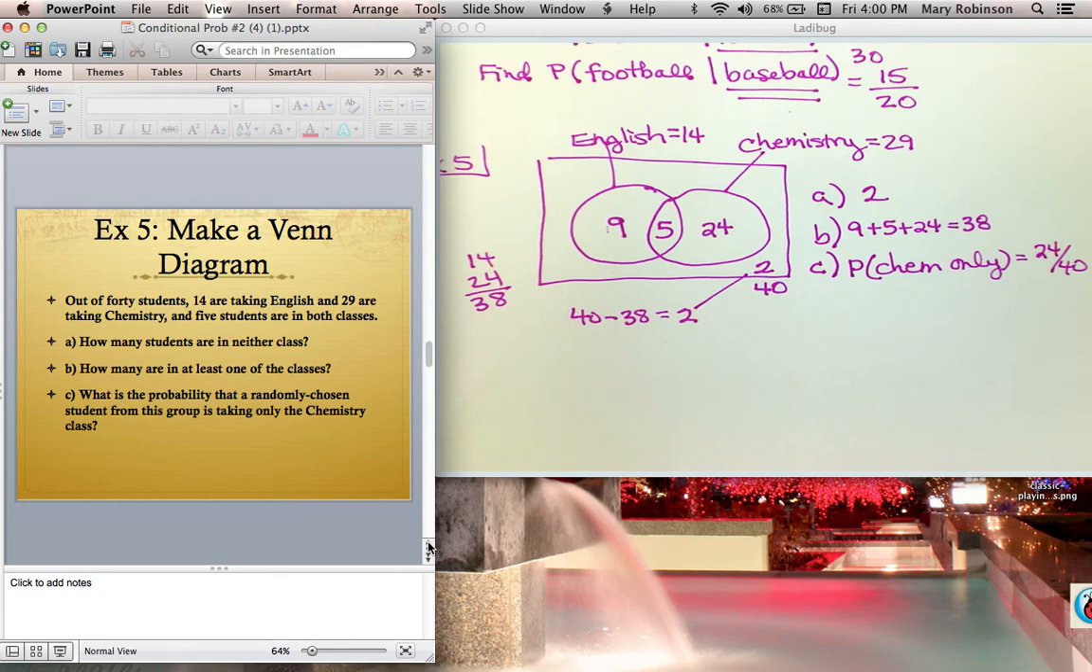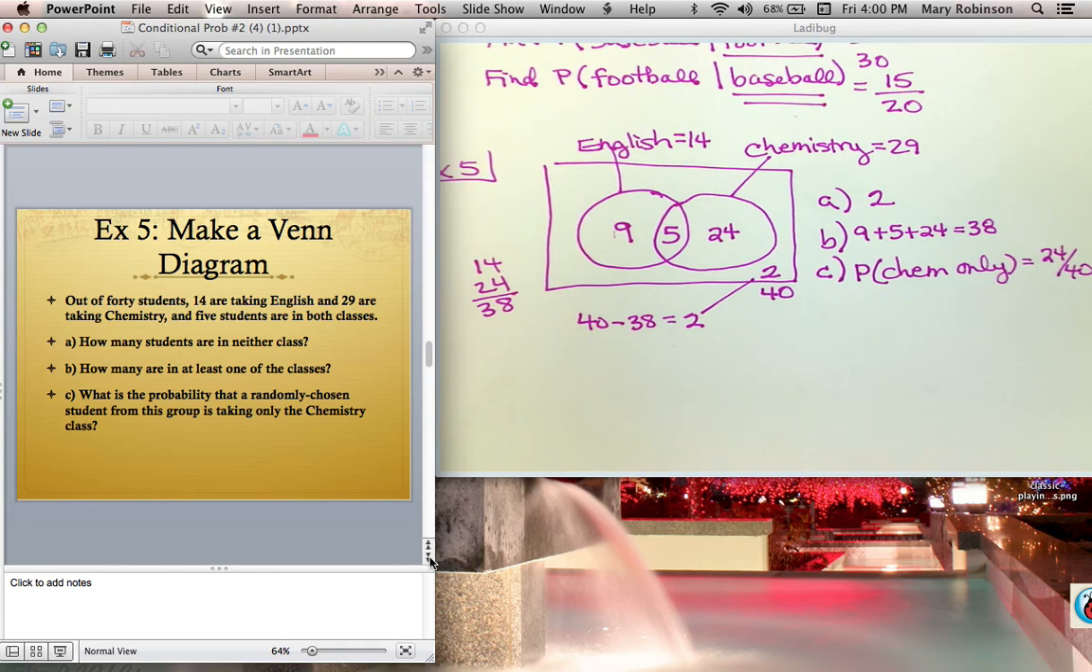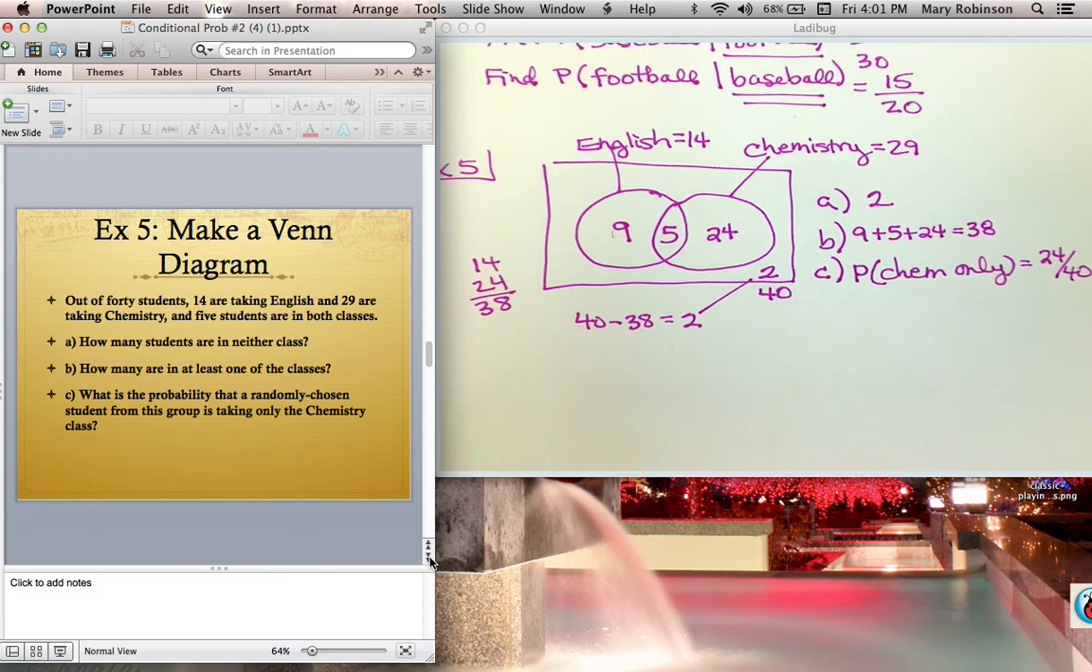And this will conclude conditional probability with Venn diagrams. We will next pick up with conditional probability with frequency tables.